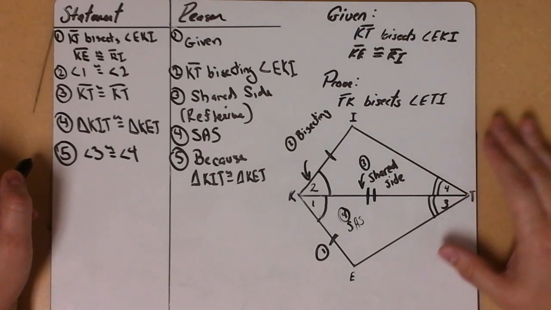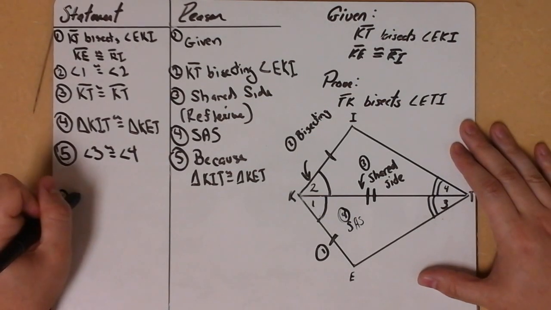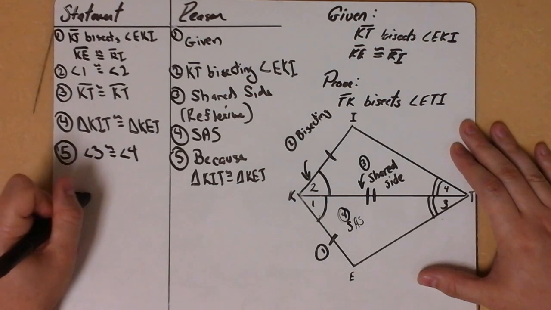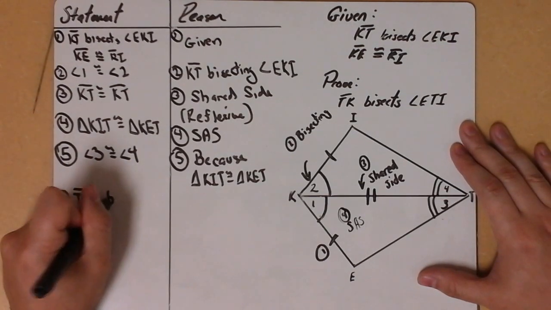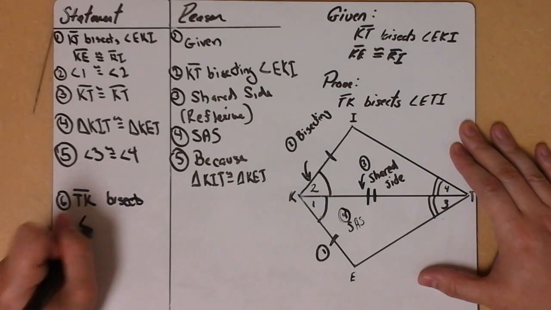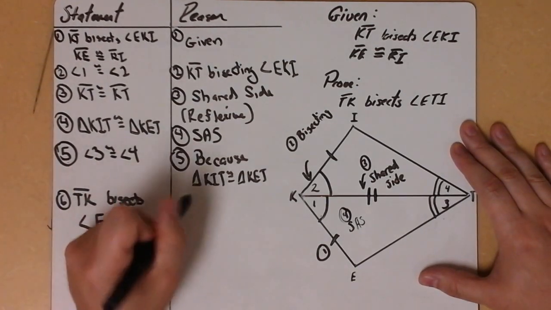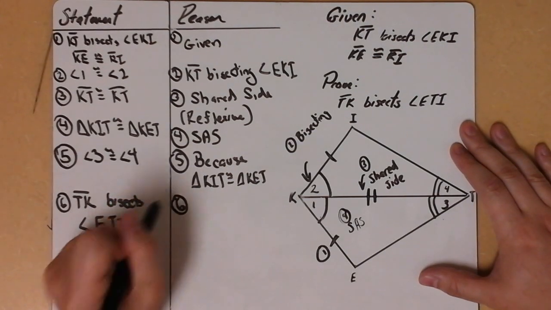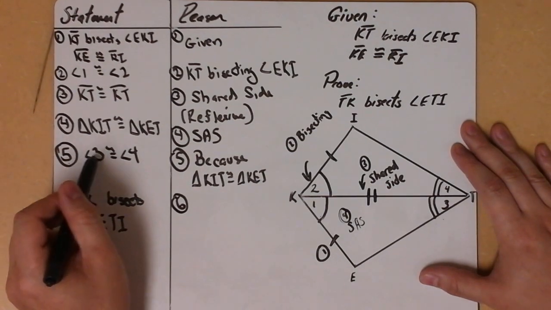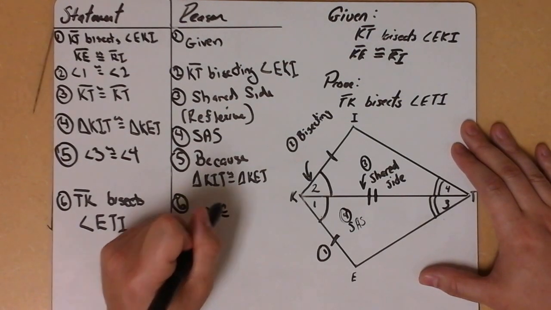I'm going to say that line 6 is going to say TK bisects angle ETI because angle 3 is congruent to angle 4.